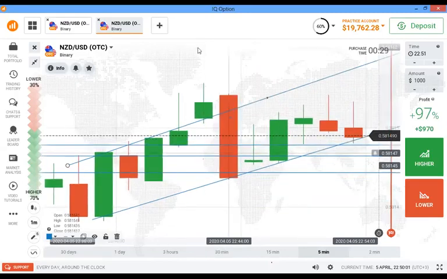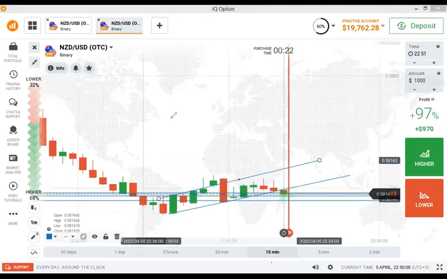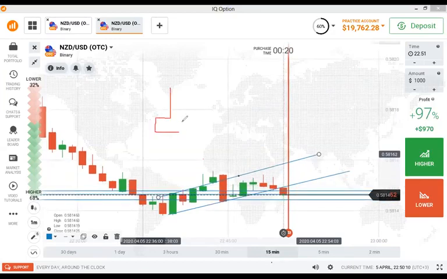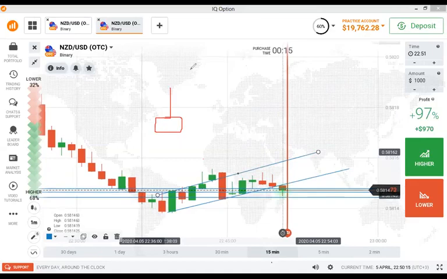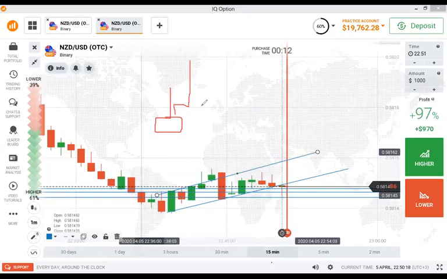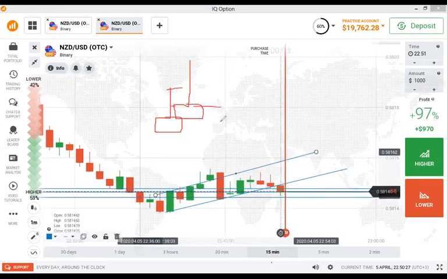Then another one is this. If you have a rejection like this, a strong rejection like this, look at where this candle closes. The candle closes inside this area. So most of the time, the next candle is bearish.